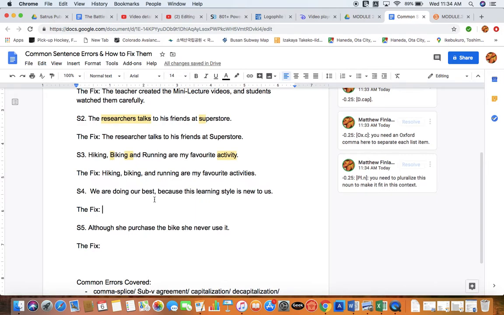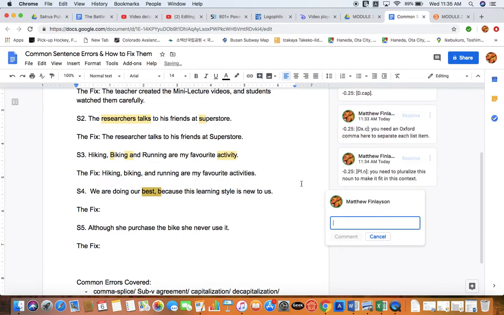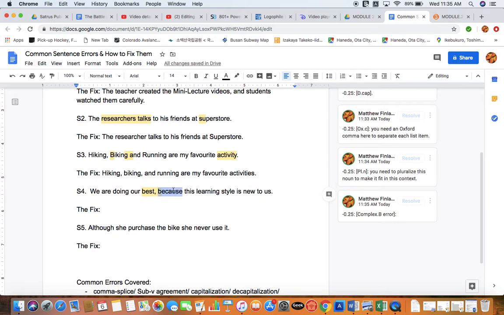Okay, so the error here is right here. And what this is, we do not need a comma when we have a subordinating conjunction in the middle of a complex sentence. This is probably the most common error. I call this a complex B error because with this structure, the word because is actually the linking tool that we've used to join these two clauses together. So we don't need a comma because the comma and the word because are basically doing the same job, right? They're the same tool.